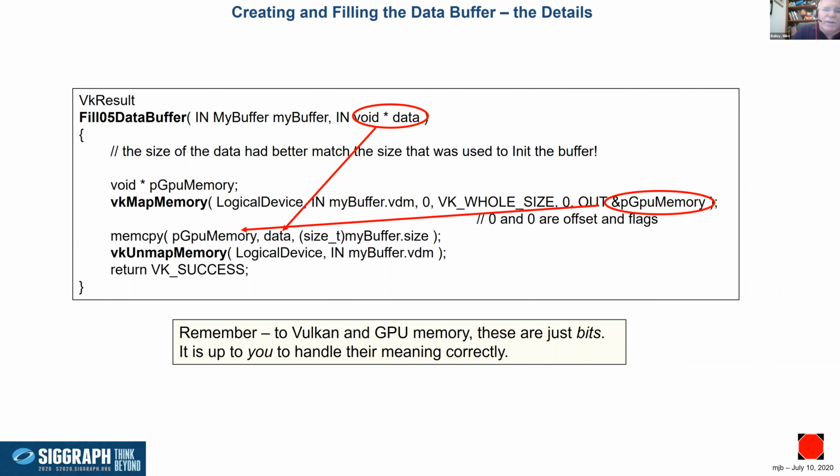And here we're filling it. Okay, and so yeah, remember that Vulkan to Vulkan and GPU memory, these are just bits. And so when we copy that matrix structure over into what we hope are the correct uniform variables, they're just bits. And so you've got to be very sure that what you're copying matches what you're copying to.